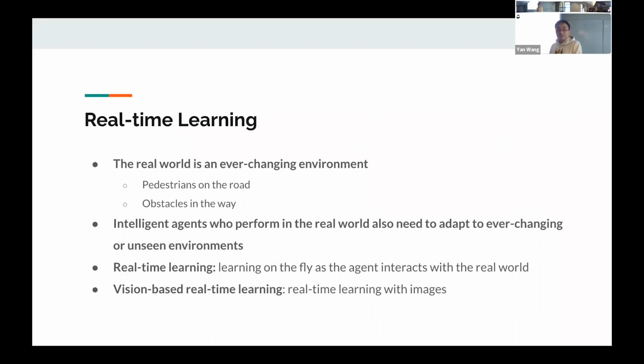In this work, we define real-time learning as learning on the fly as the agent interacts with the environment. With this definition of real-time learning, training a vision-based robotic agent to perform in the real world can be formulated as the real-time learning of vision-based tasks in the real world.